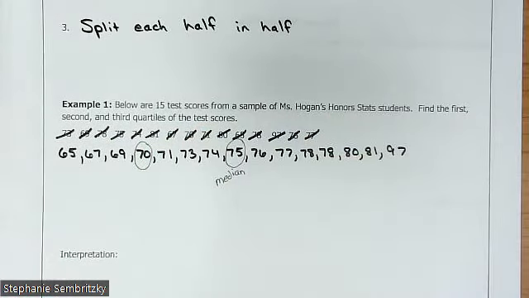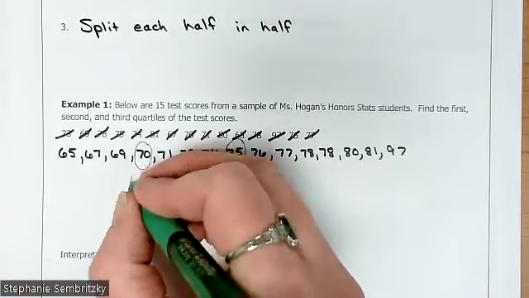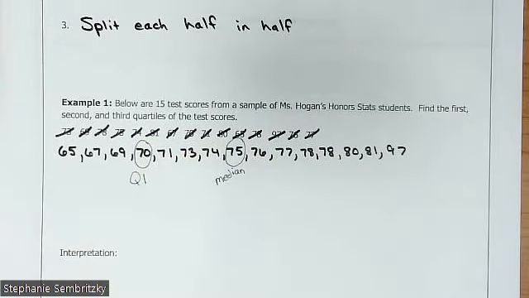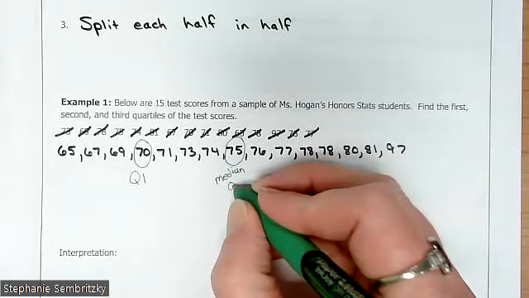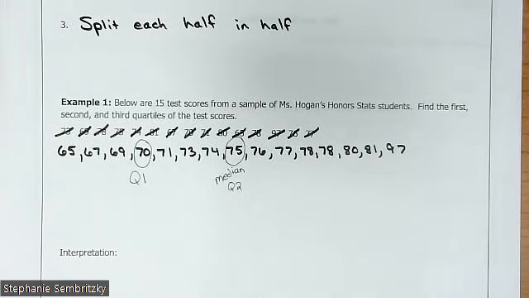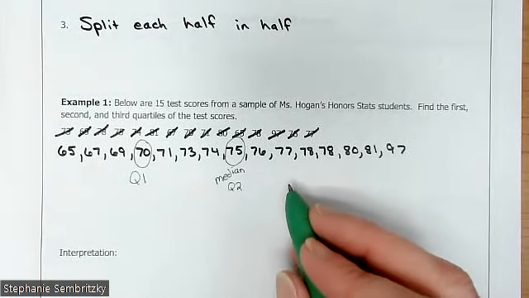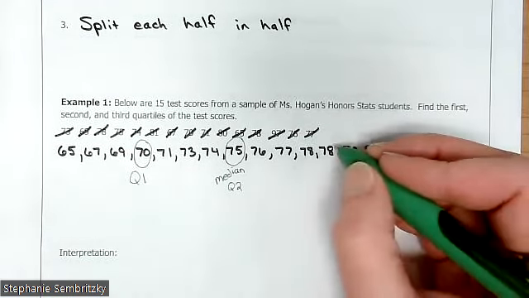So 70 would be my Q1. That's my first quartile. Technically, my median would be Q2, second quartile, 50%. And then the Q3, 78.